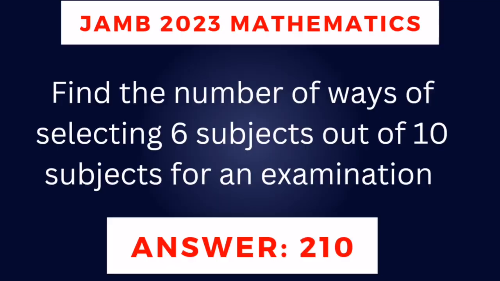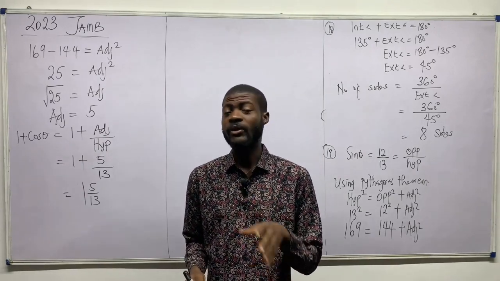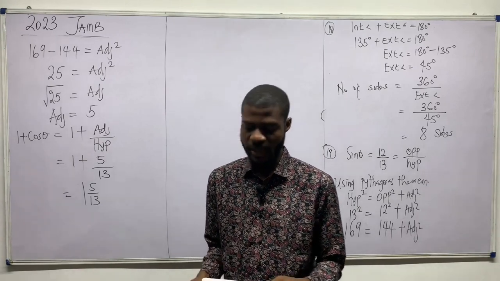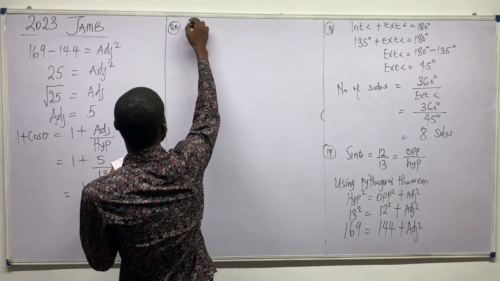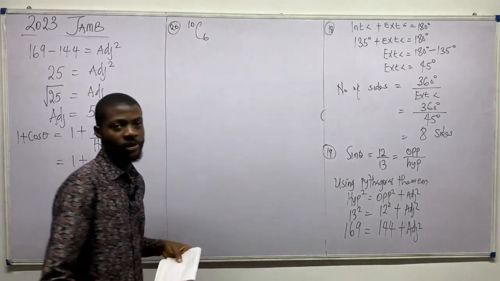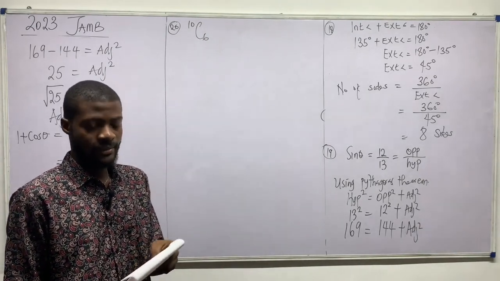Question 20. Find the number of ways of selecting 6 out of 10 subjects. Please take note, if you are selecting, that's combination. If you are arranging, that's permutation. So right about now, what I'm going to do here is to simply say that the result for this is going to become 10 combination 6, because I'm picking 6 subjects from 10 subjects.